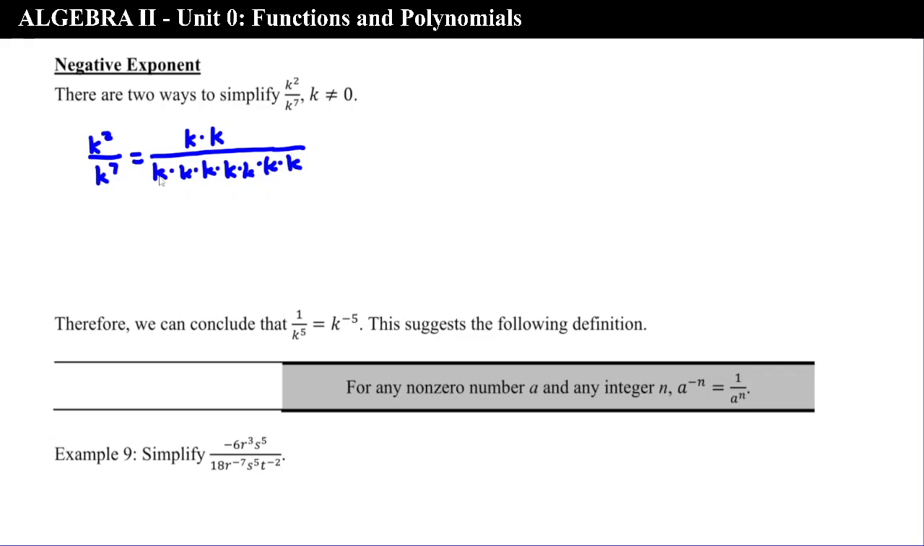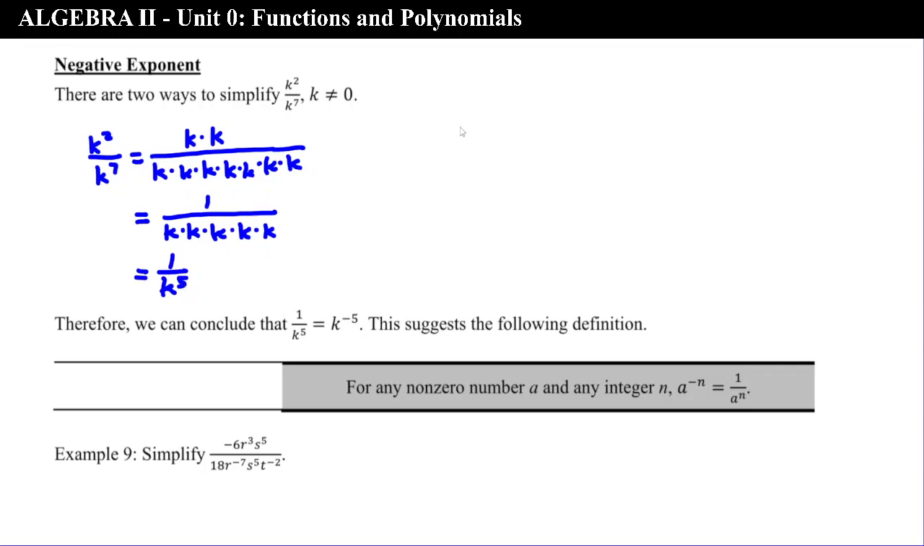Well, two k's on the top are going to cancel with two k's on the bottom. So we're going to be left with 1 on the top, and then k times k times k times k times k on the bottom. Well, we've got 5 of those now on the bottom after we do that cancellation. So we can rewrite the bottom as k to the 5th, so we have 1 over k to the 5th.